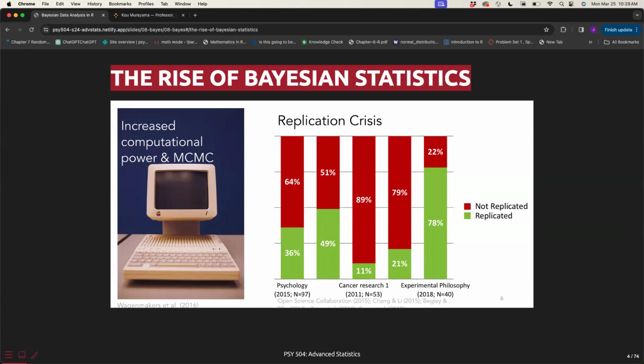Yeah, so it's becoming more prevalent in papers for sure. This is why I wanted to talk a little bit about Bayesian statistics. And again, I have one week to talk about Bayesian statistics. There are whole courses on Bayesian statistics.